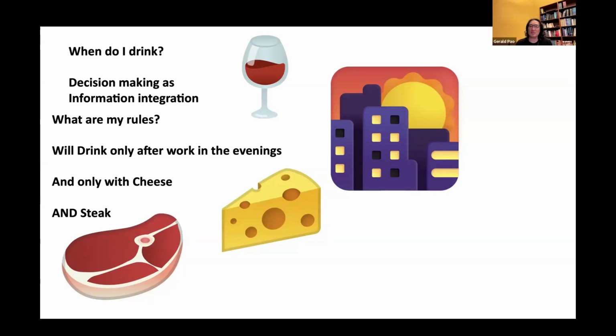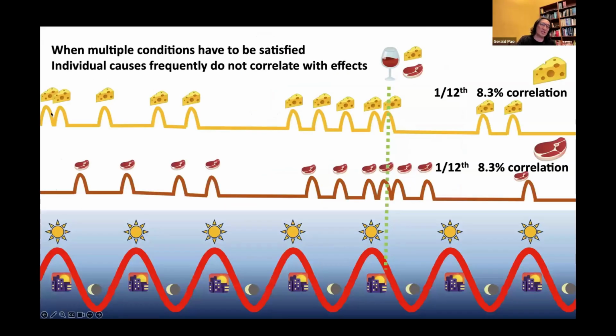If I were to look at a time series of the appearance of steak and cheese and the time of the day in my week, when cheese appears for breakfast and for lunch, I don't drink. When steak appears for dinner but there is no cheese, I also don't drink. And if you look at the appearance of cheese, the time that it coincided with red wine drinking is only 1 in 12 occurrences: cheese and steak, and also in the evening.